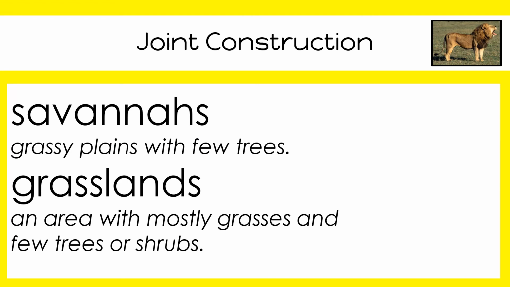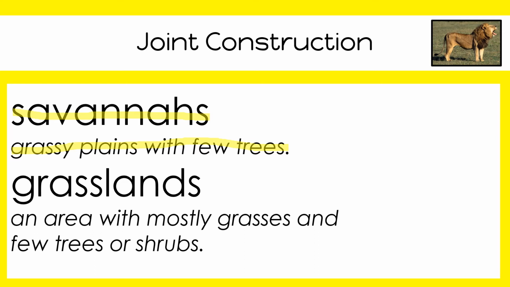Now that we've researched our information, we're going to go to our joint construction of our short sentence about a lion's habitat. So the two keywords that I found on that website were savannas and grasslands. So let's have a look at those words first and make sure we understand their meanings. So the first one, savannas, the meaning is grassy plains with few trees.